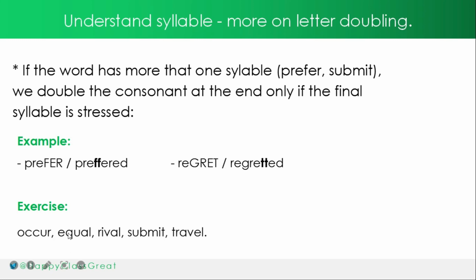That means we have occur, equal, rival, submit, travel. That means this r here will now be double r, sorry. So that will be occurred, and equal also will be double l, rival will be double l, and submit will be double t, and travel will be double l, sorry. So that will be travelled.